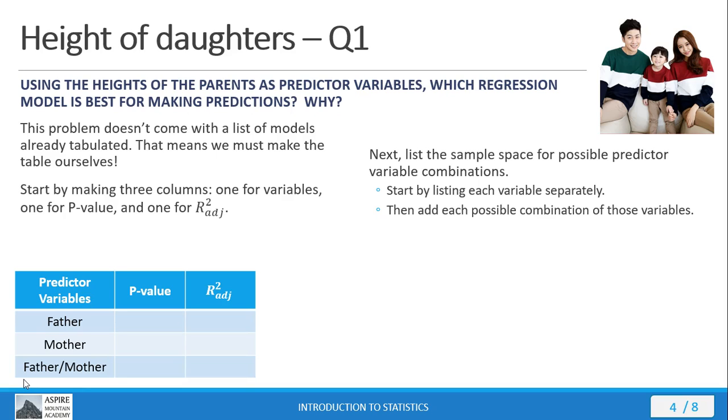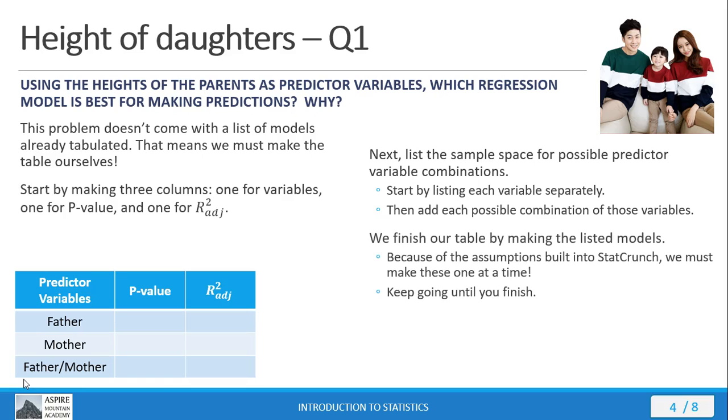The next thing we do is list the sample space for the possible predictor variable combinations, and that's what you see there in the table. Now we're going to finish our table by making each of these models. Because of the assumptions that are built into StatCrunch, we have to make these one at a time. There's software that I used out in industry that you could just put your data in, and it would make multiple models and list them in the table for you automatically, and then leave you to choose which one you wanted to actually use.